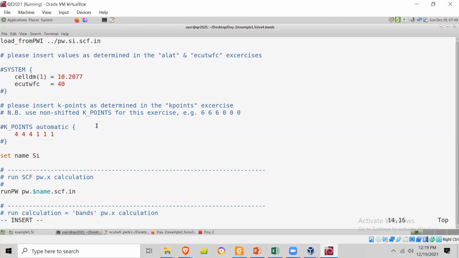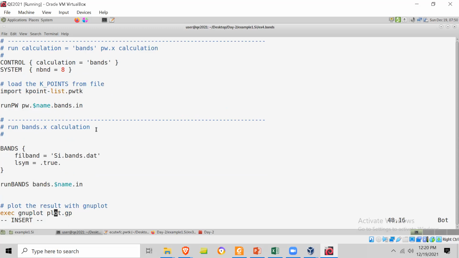And for a bands calculation, normally you can go to a K point grid that is not shifted, as well as you can increase the K points a little to get a smoother band structure. So even though 4 is enough, let's increase this to 6 and let's put this to 0, 0. You don't go down, but you go up. That's fine. Run the bands calculation here.